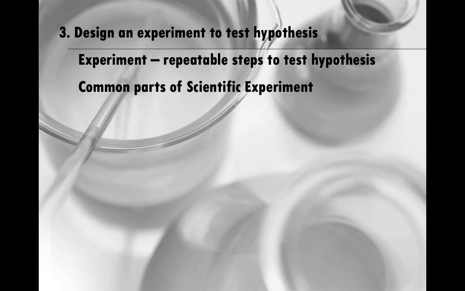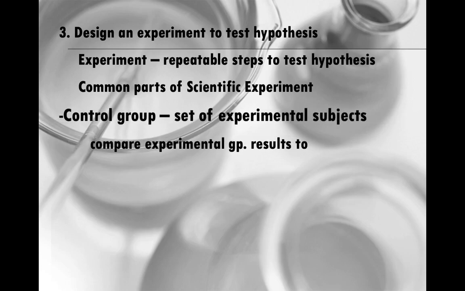So the common parts of a scientific experiment are you have to have a control group. That's a set of experimental subjects, and they have exactly the same conditions as all the other groups, and they are used to compare the experimental group results to. So control group is really, really important.